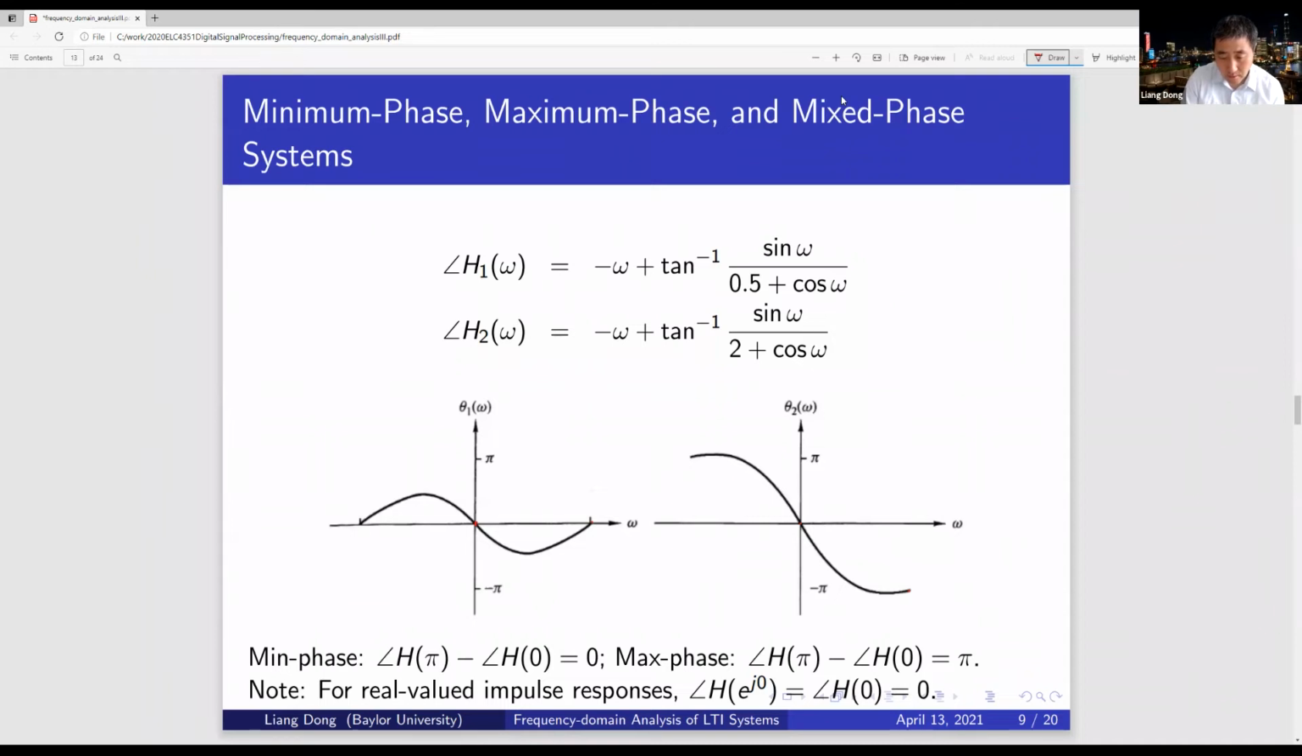Okay. And for a real-valued impulse response, if the impulse response h[n] is a finite impulse response, for example, where h1, h2, h3 are real numbers, then we know H has complex conjugate symmetry. Therefore, the phase has to go through the origin. So the angle of H when omega equals 0, that is the angle of H0, equals 0. That has to go through the origin.